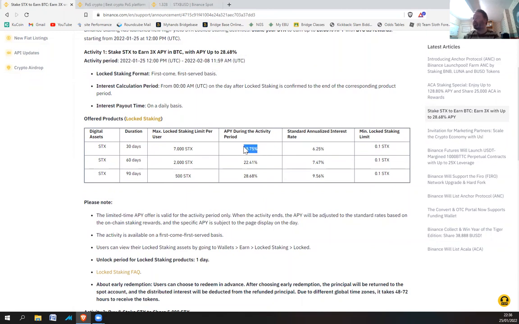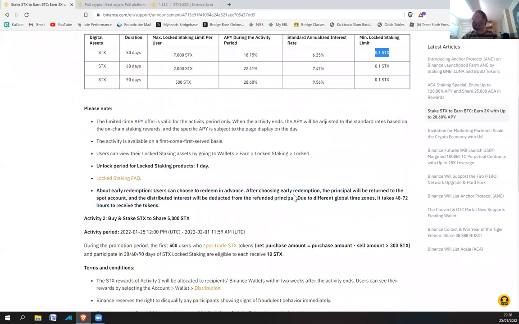And you can see here it's been multiplied by three. They've all been multiplied by three. The minimum lock staking amount is 0.1. This activity is only going to last on a first come, first served basis, so until all the amount has been absorbed, it'll keep on running.